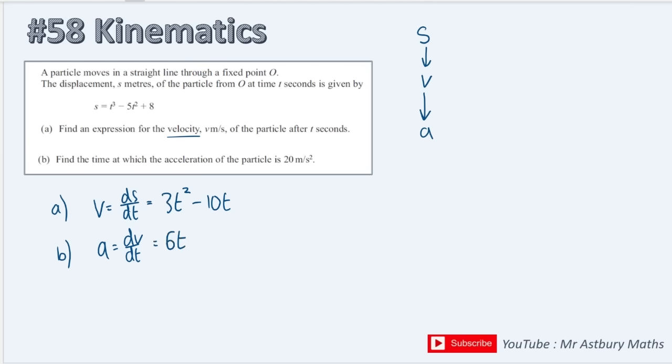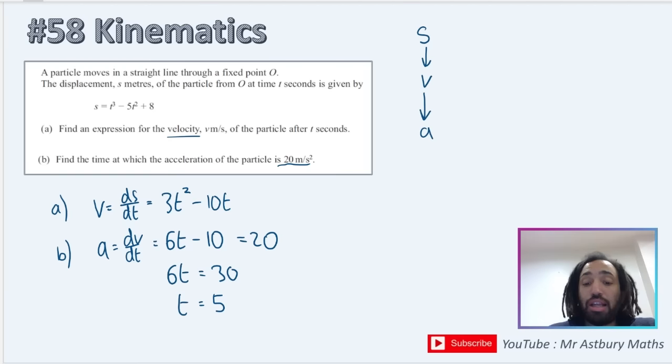6t minus 10. And we're asked to find the time at which it's equal to 20. So I set it equal to 20. I add 10 to both sides. And then I divide through by 6. And I get t is equal to 5. And that's it.